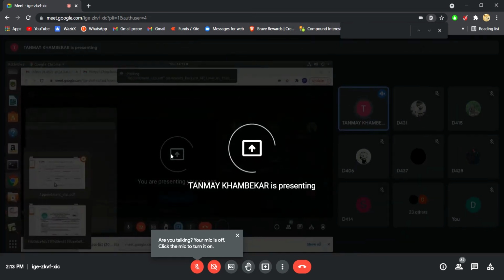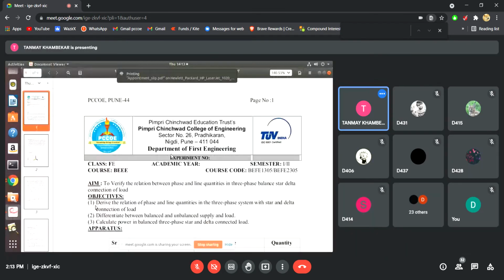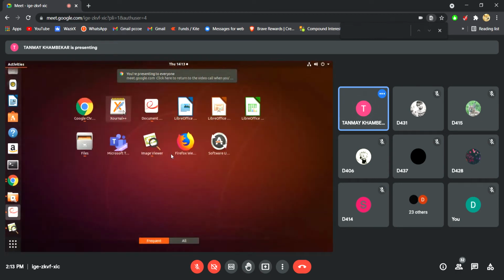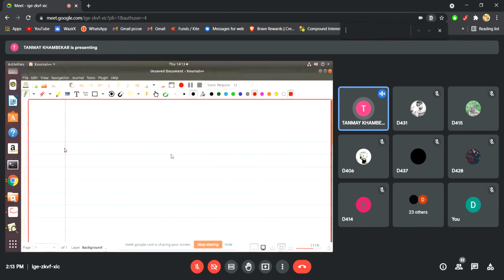So this is our practical: to verify the relation between phase and line quantities in three-phase balanced star and delta connection of the load. Whenever we say it is three-phase supply, there will be three phases in the load. This is the first phase, and this is the impedance in the first phase. Impedance means it can be resistive, inductive, capacitive, or a combination. So we call that impedance.